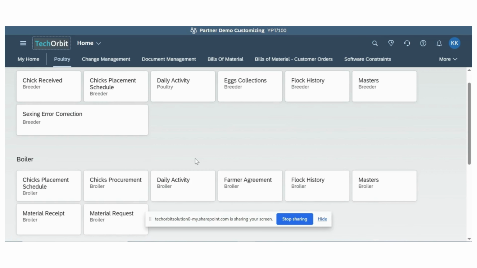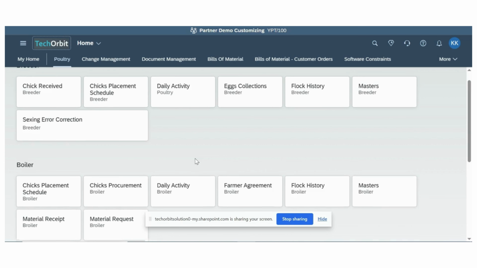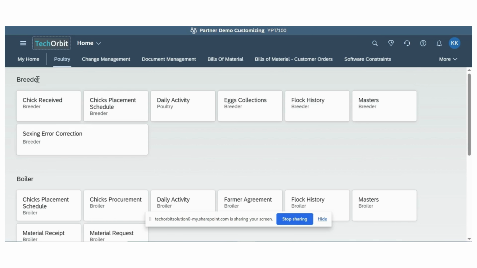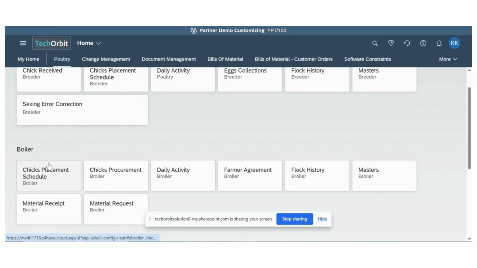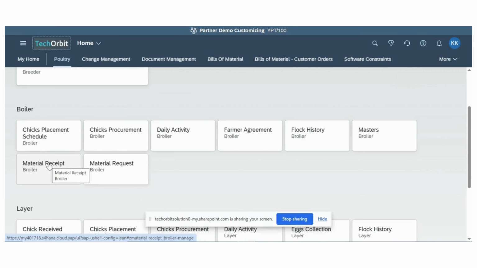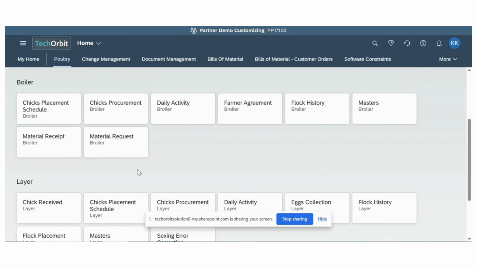The poultry industry has 5 lines of business: first breeder, then hatchery, third one is broiler farming, fourth one is bird processing, and fifth one is layer farming. Considering all business processes, we have developed a product called Poultry360.